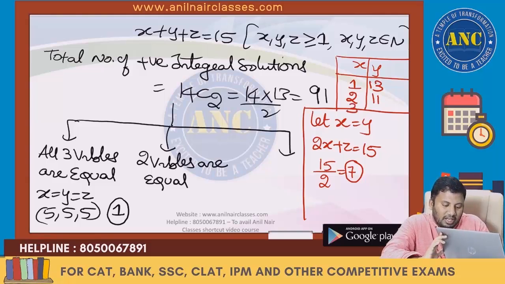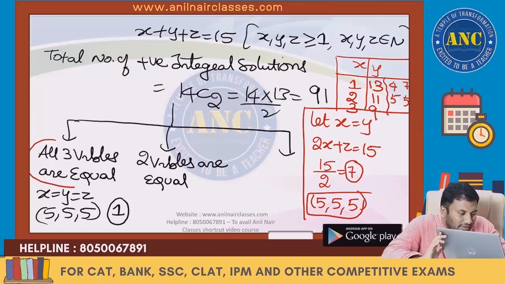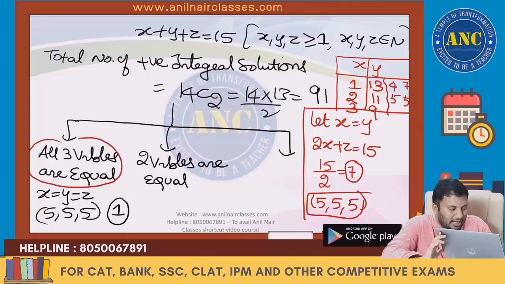X is 3, 2 threes are 6, z is 9. X is 4, 2 fours are 8, z is 7. X is 5, 2 fives are 10, again it is 5. In that 7 cases there is a case 5, 5, 5, where all the 3 variables are equal. We have taken that case, so that one case is eliminated. 7 minus 1 is 6 cases.